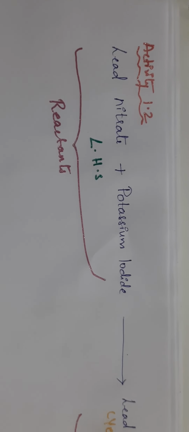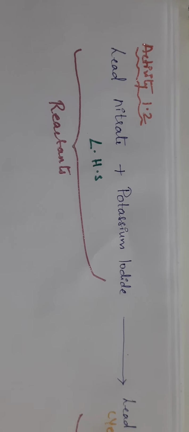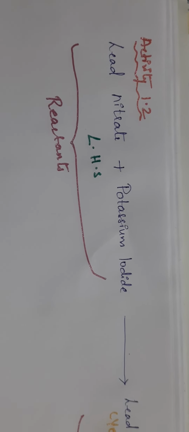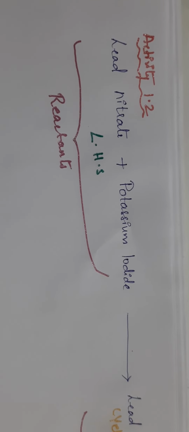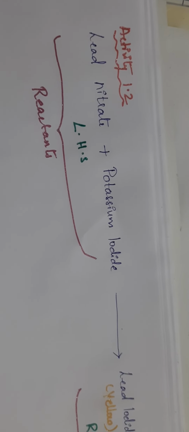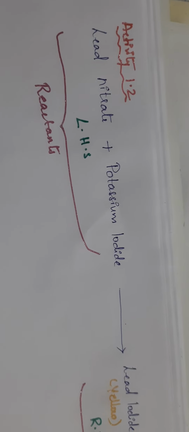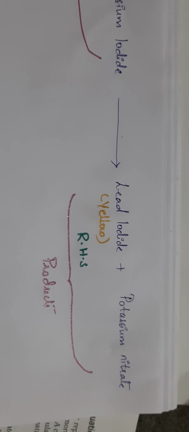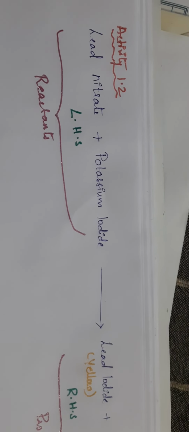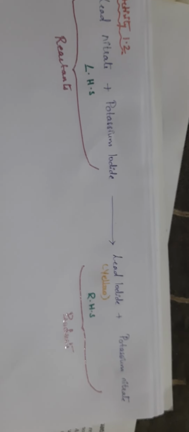So as per activity 1.2, lead nitrate is reacting with potassium iodide solution. So here lead nitrate and potassium iodide are reactants and they are separated by a plus sign and they are written on left hand side. Now the arrow represents the direction of the reaction. That means these two react and yield or produce or give rise to different products, which we write on right hand side and we call them products. So here lead nitrate reacts with potassium iodide and yields lead iodide and potassium nitrate.